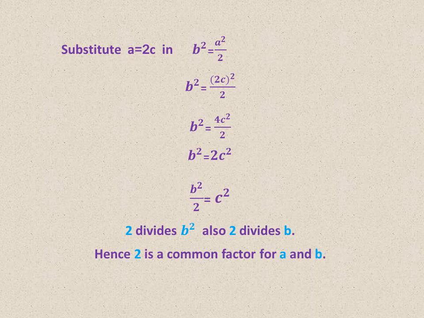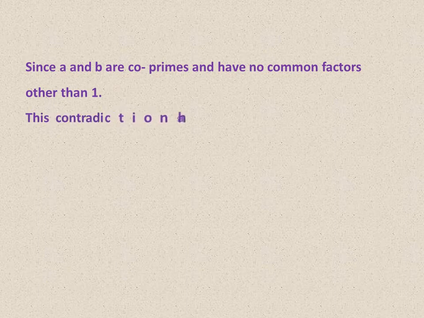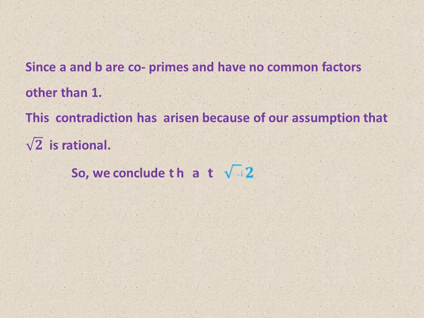Here observe in LHS 2 divides b square and also 2 divides b. Here 2 is a common factor of a and b. So clearly we observe that a and b are co-primes and have no common factors other than 1, so this contradiction has arisen. This contradiction has arisen because of our assumption that root 2 is a rational number. So we can conclude that root 2 is an irrational number.